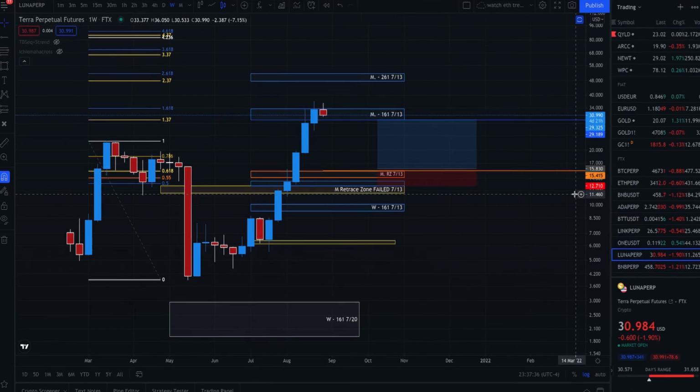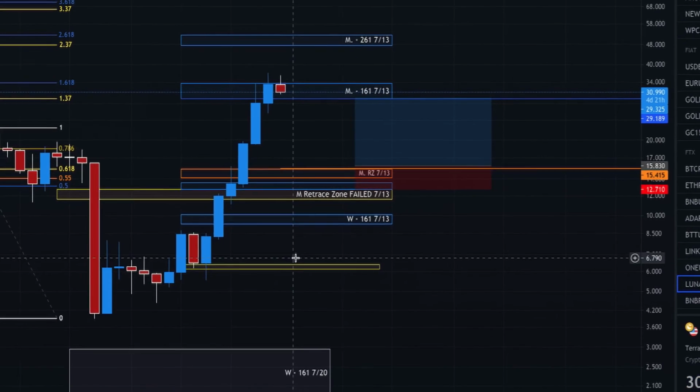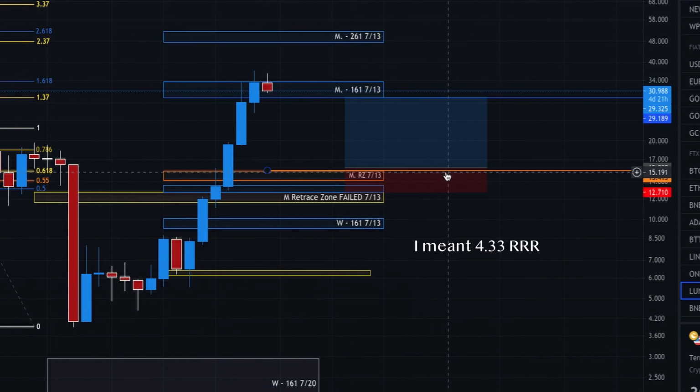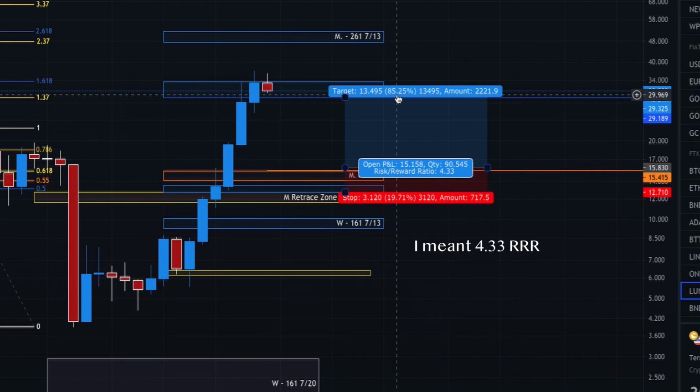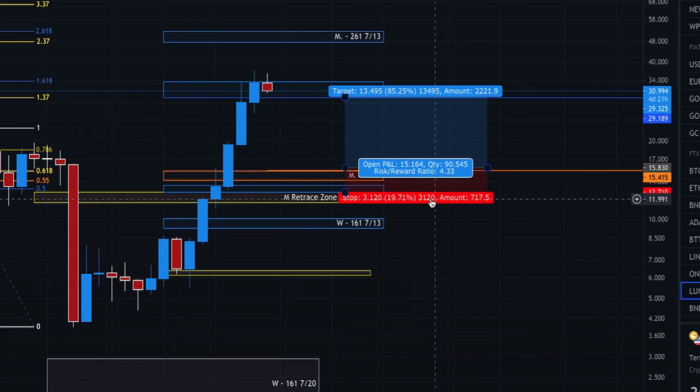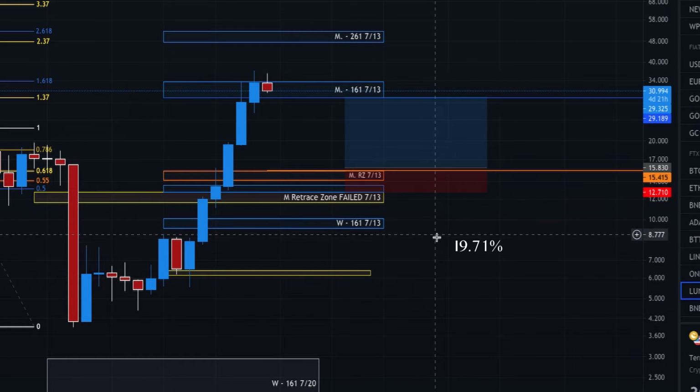Okay, so you can see here that this is a great position to enter. 4.37 risk reward ratio, 85% target price with 20% stop loss.